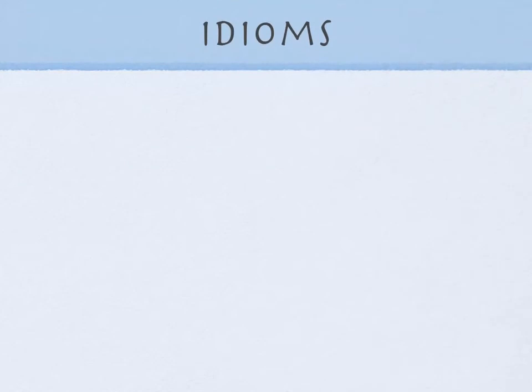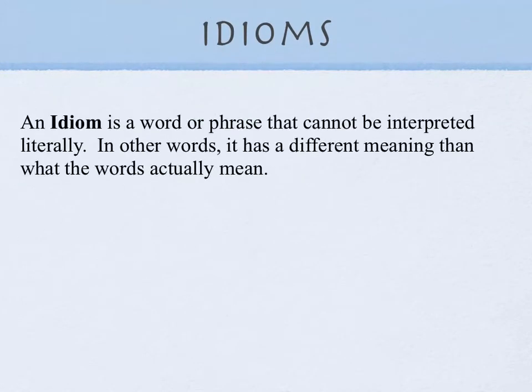Idioms are another form of figurative language. An idiom is a word or phrase that cannot be interpreted literally. In other words, it has a different meaning than what the words actually mean. Idioms are usually very difficult for students or anybody who is an English language learner because they don't make any sense literally.